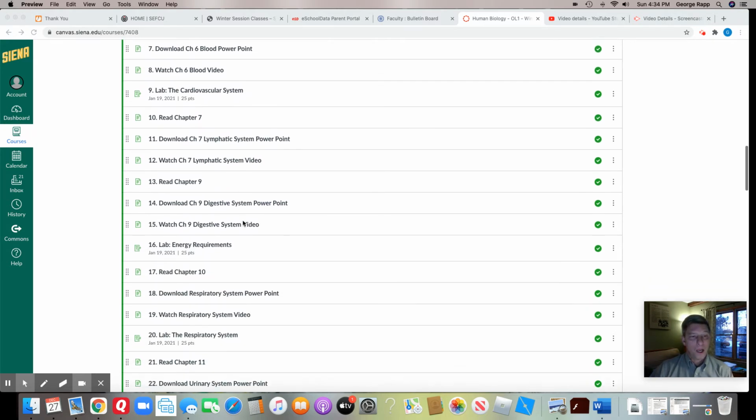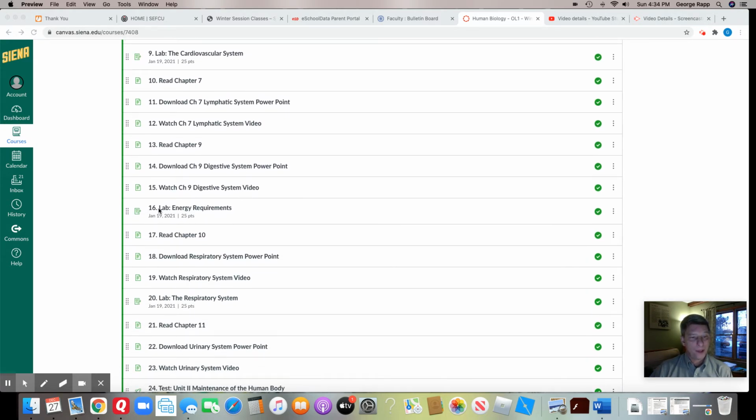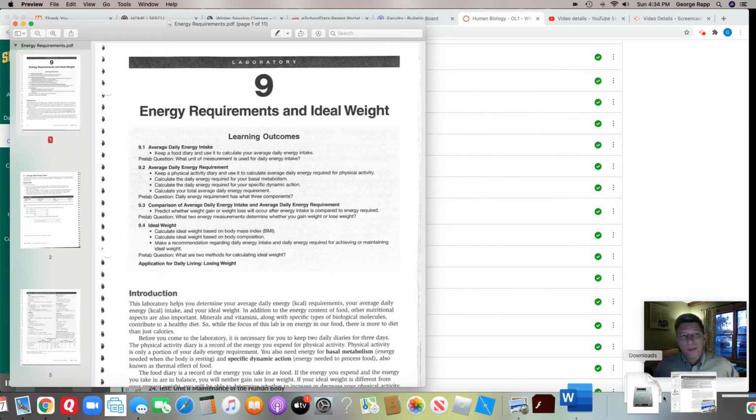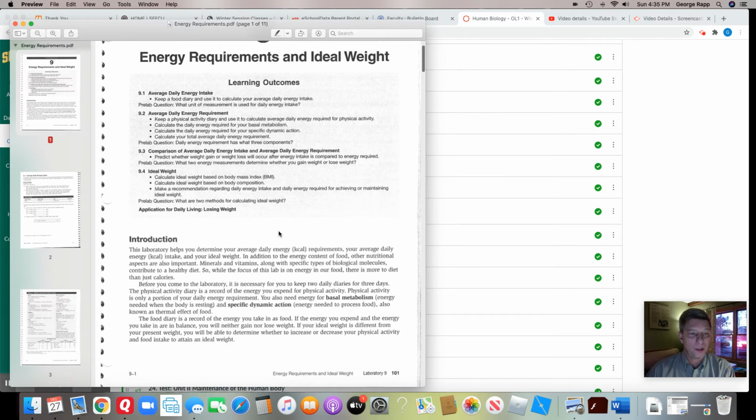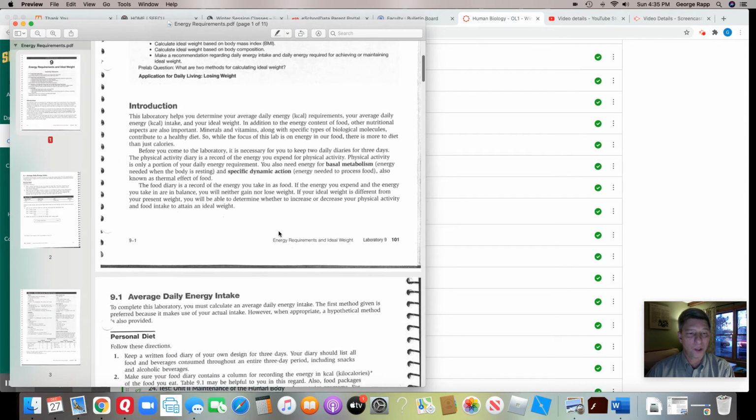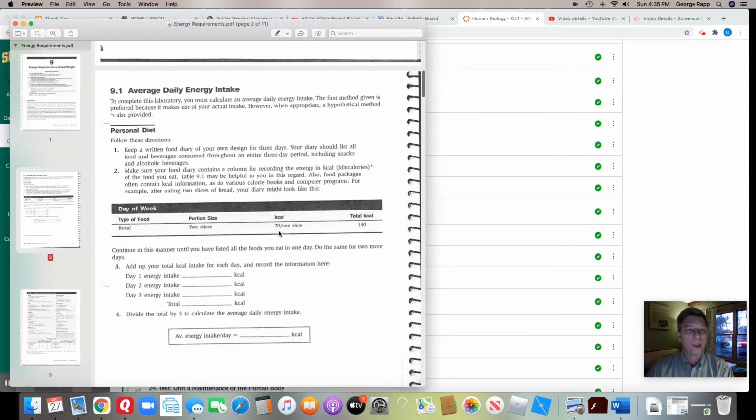Now, the second lab is requirement number 16, the energy requirements lab. This one is a little bit longer, a little bit more information here, but honestly, I would actually start this one as soon as you can, even before you read the digestive system and that sort of thing. All right. The first page or so is just an introduction to the lab.